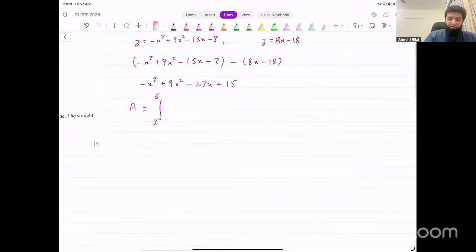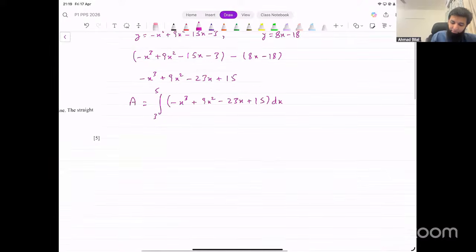You can first find the difference of the functions and then integrate. And that makes it slightly more efficient because you have to do less calculation now. Minus x cubed plus 9x squared minus 23x plus 15. Let's integrate it with respect to x. Minus x power 4 divided by 4 plus 9x cubed over 3 minus 23x squared over 2 plus 15x.